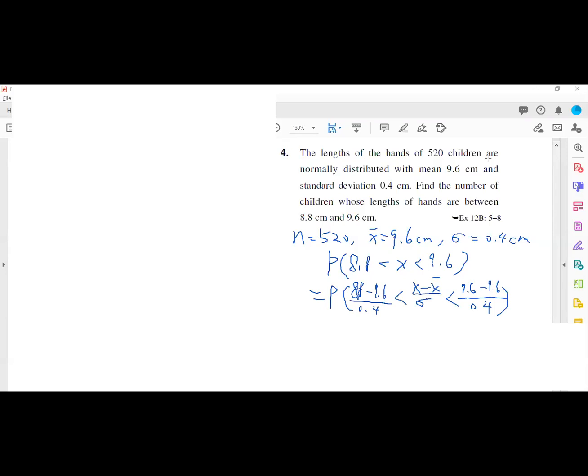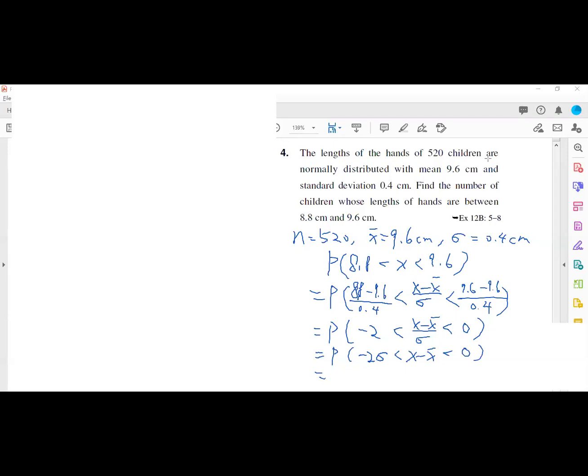All right, and then you really do the calculation. Okay, the left hand side should be -2 less than x minus x bar over sigma. And then right hand side, 9.6 minus 9.6 is equal to 0. 0 divided by 0.4 is also equal to 0. Okay, and then you multiply the sigma to left hand side, -2 sigma less than x minus x bar less than 0 times sigma. But 0 times sigma is equal to 0. Okay, just 0.